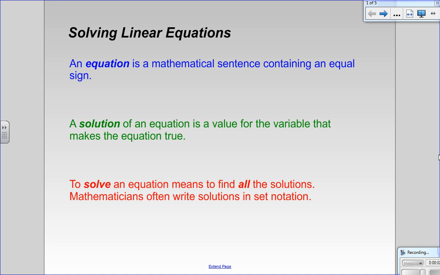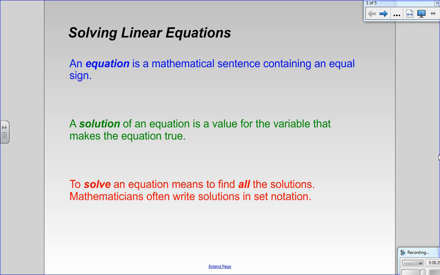In this unit, we'll learn how to solve linear equations. Let's begin by defining a few terms. An equation is a mathematical sentence that contains an equal sign. A solution of an equation is a value for the variable that makes the equation true. And to solve an equation means to find all the solutions.